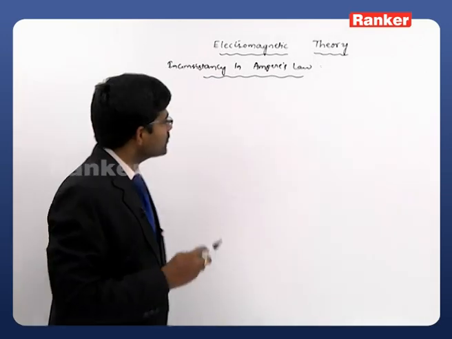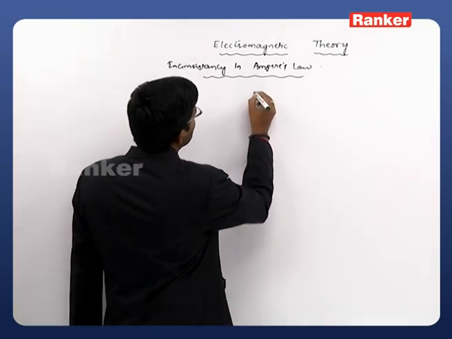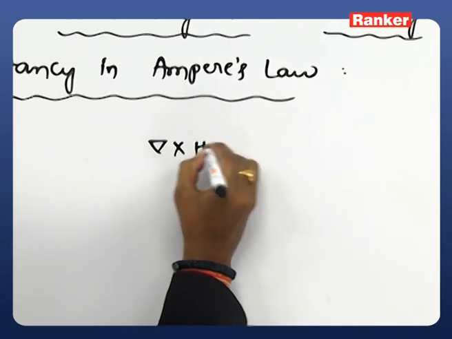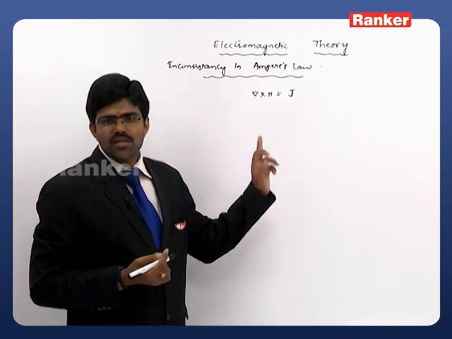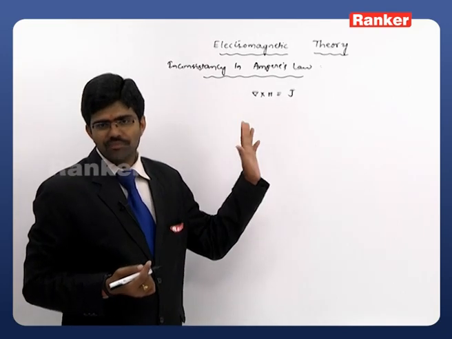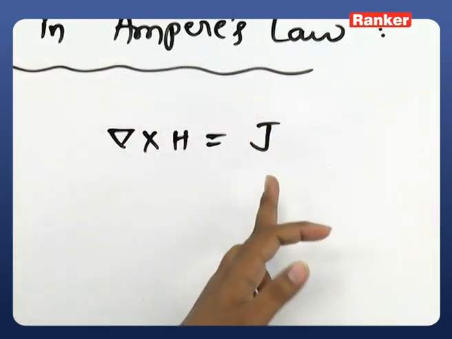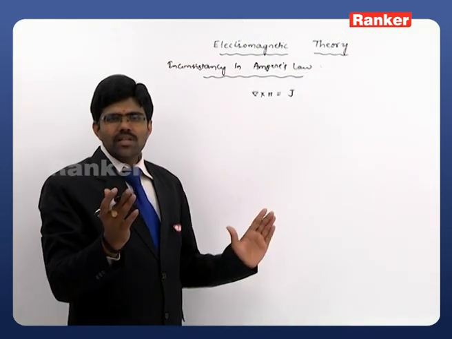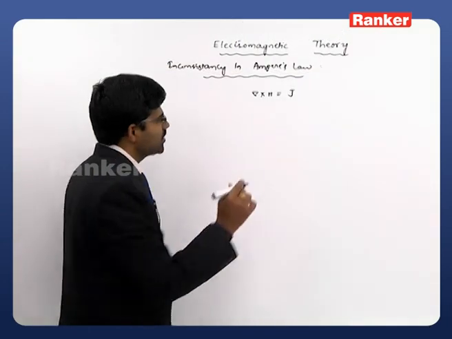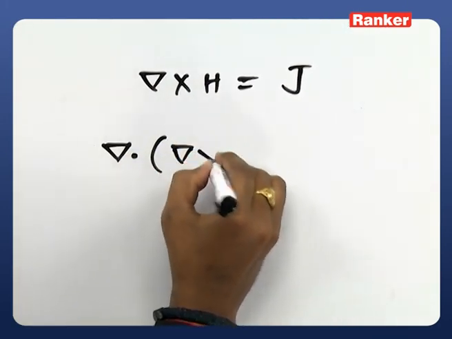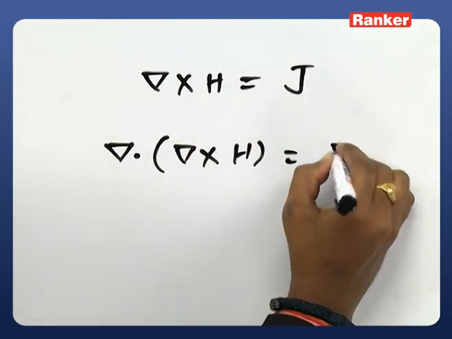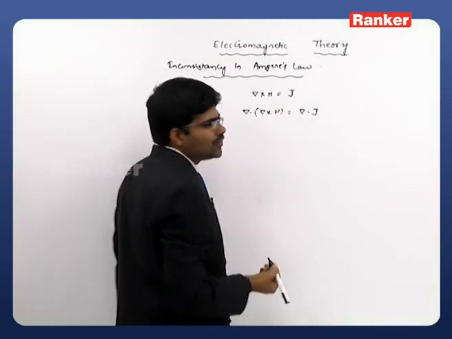Just observe, what is our Ampere's law? Del cross H is equal to J, where J is the conduction current density, which is equal to sigma E, right? Del cross H is equal to J, this is our Ampere's law. What Maxwell did is he applied divergence on both sides, that is, divergence of curl of H is equal to del dot J.